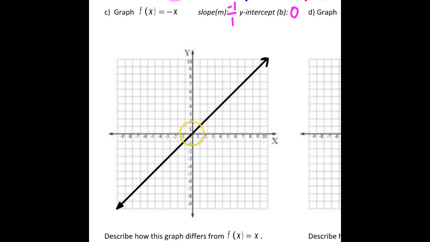So let's go ahead and graph these and see how they compare. -1/1, that's down 1, right 1. Of course, we can use any slope that's equal to -1, so you could even use down 5, right 5. That equals -1 as well. Using a straight edge, of course.